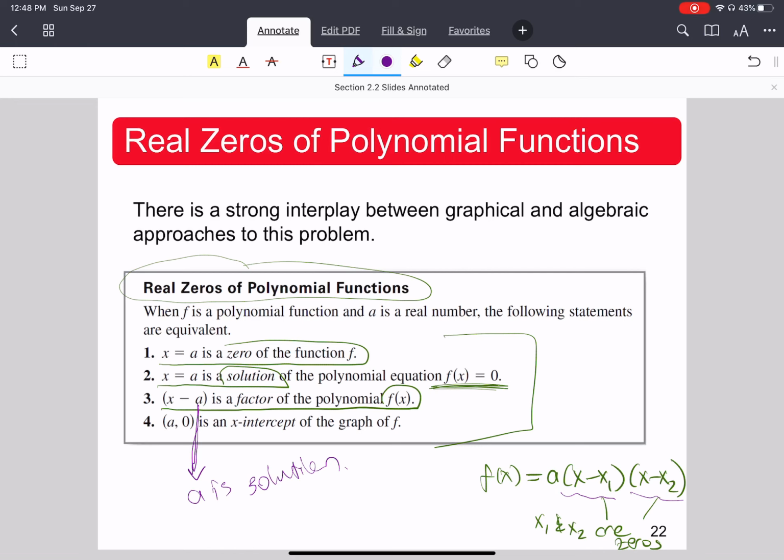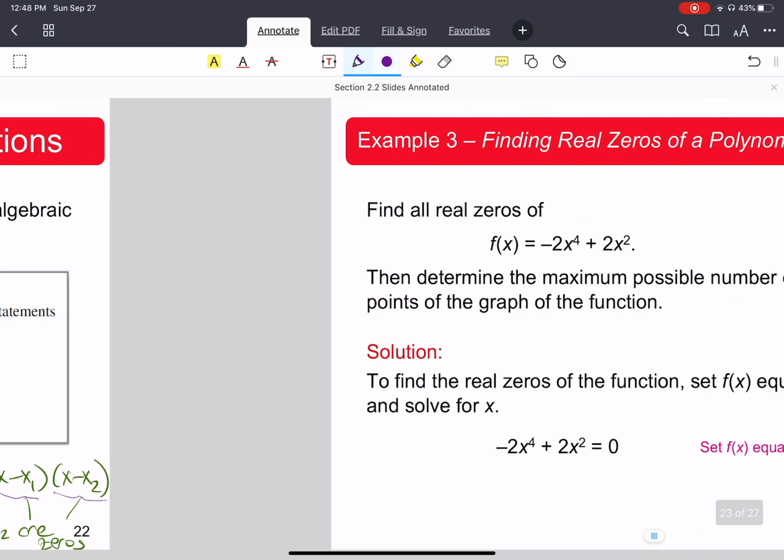And then another interpretation, of course, as I told you before, zeros are the x-intercepts. So zeros are where the function crosses the x-axis. That's why we can have this notation where we say a comma 0 is the x-intercept. So all these statements are basically equivalent. They convey a similar message.